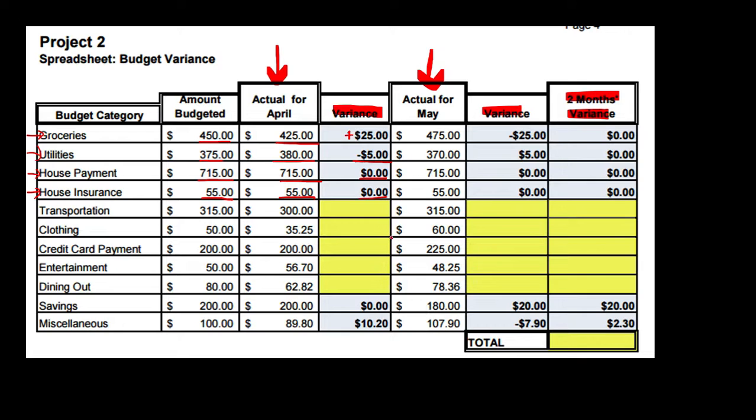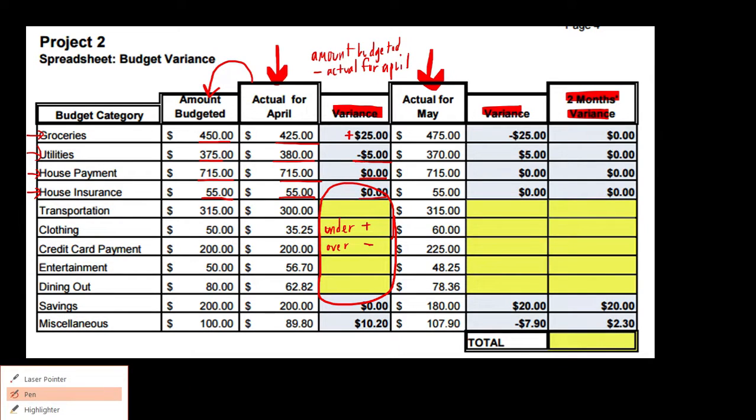So your job is to continue down this list and compare the amount budgeted to the amount actually spent for April. If they came in under budget, you'll have a positive variance. If they went over budget, they'll have a negative variance. And you'll just fill out the column, again, comparing actual for April to amount budgeted will give you your variance. So variance is equal to amount budgeted minus actual for April.